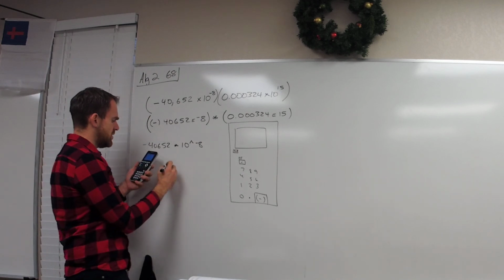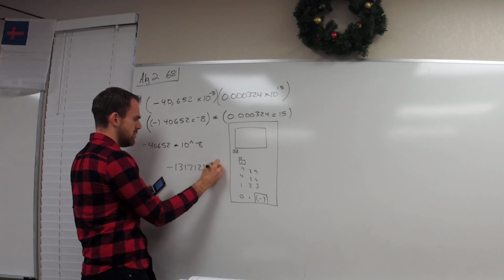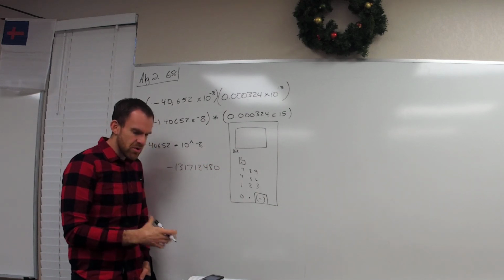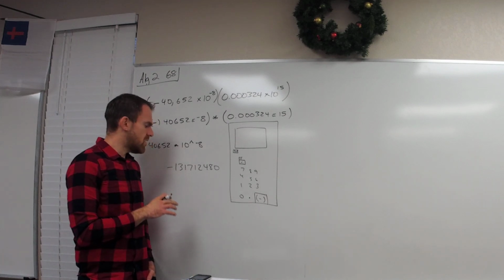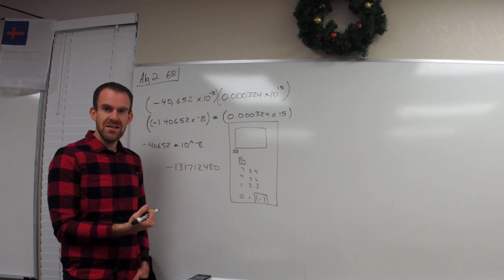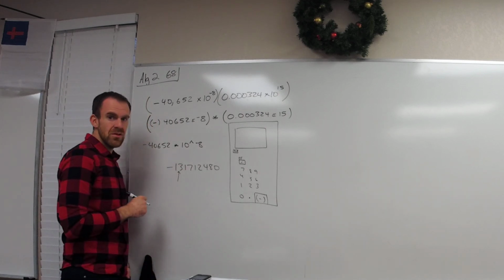And you should get negative 131712480. Now, that is an answer. I actually don't agree with it because we would want our answer to be in scientific notation. And so, what is scientific notation? It's when the decimal point is after the first number.